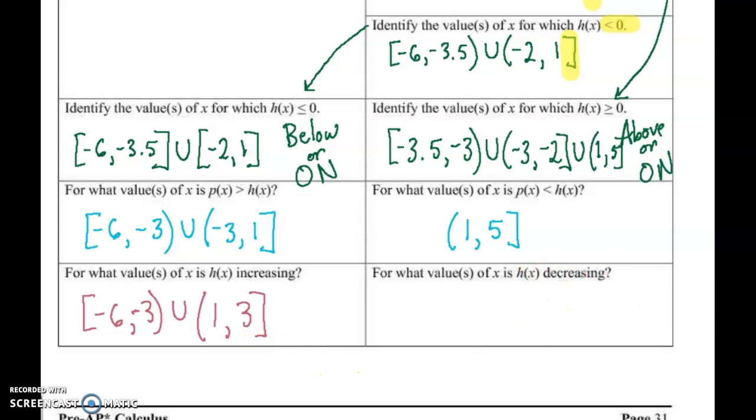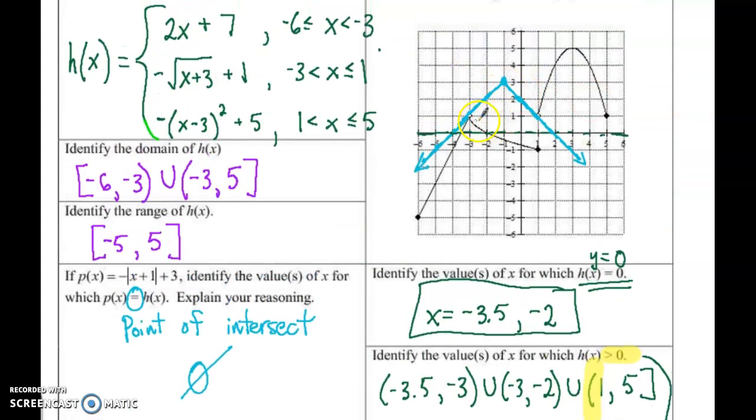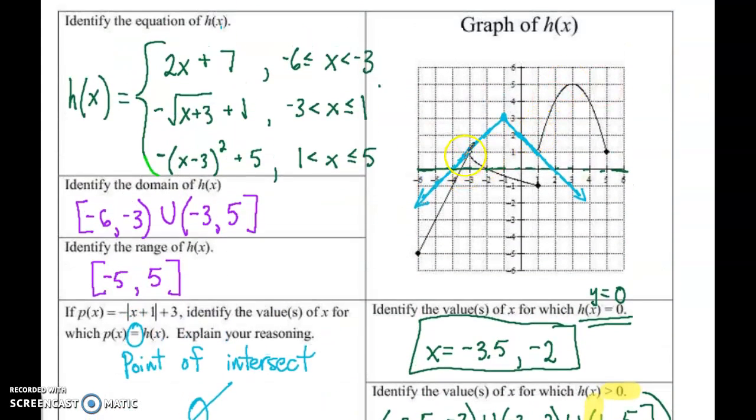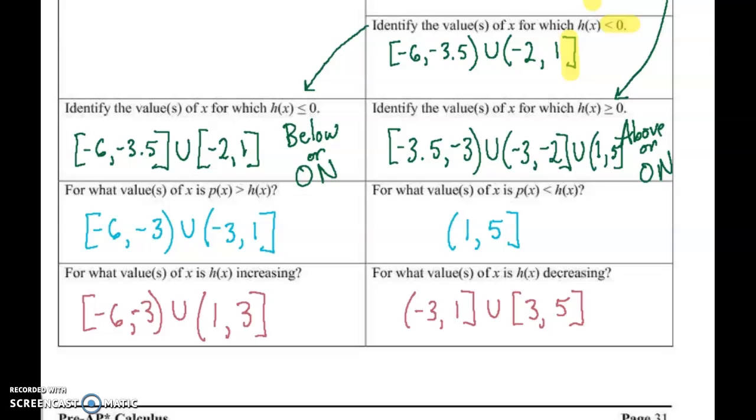Okay, but we still need to do decreasing. Decreasing is down and to the right, so negative 3 to 1, and then from 3 to 5, as long as it's defined. So negative 3 to 1, and then it is defined at 3, and it is defined at 5. It being h, negative 3 to 1, and then 3 to 5. That's where the graph is going down and to the right.